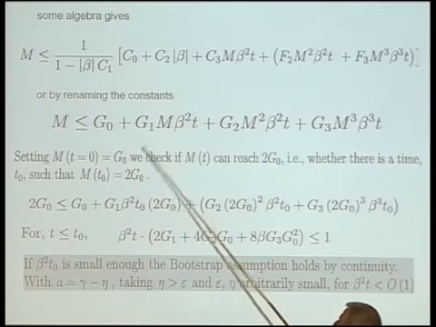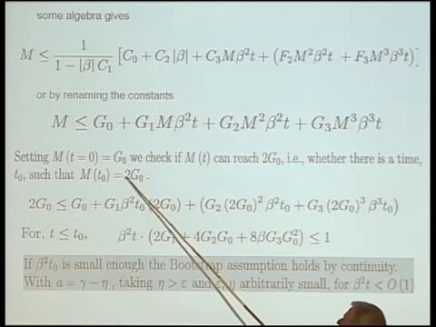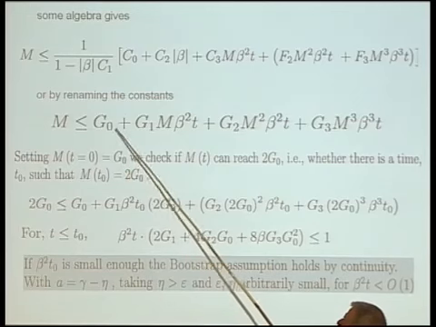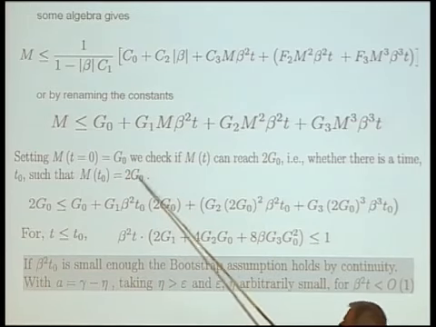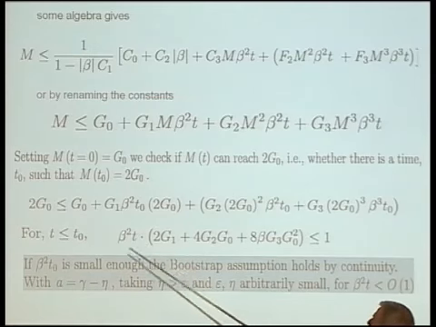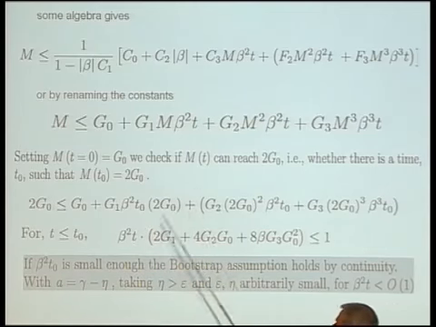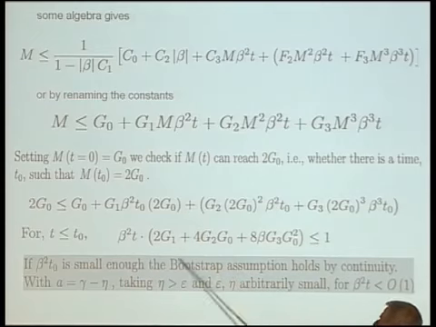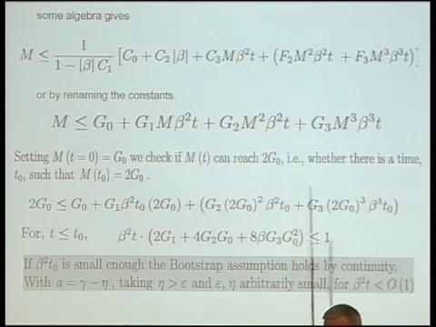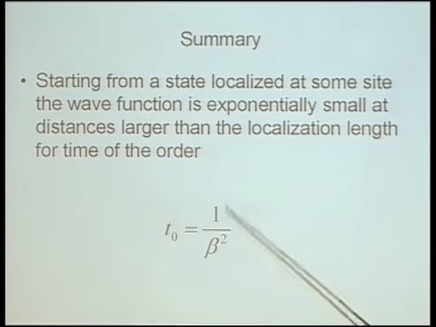Then you ask, can this become larger than something? Say g is a constant, can it become 2g? What you can show is that it cannot happen as long as b squared times t is small. The important thing is to show that these are finite constants, and this is what we did. So the conclusion here is that there is a time t0 that is of the order of 1 over beta squared.